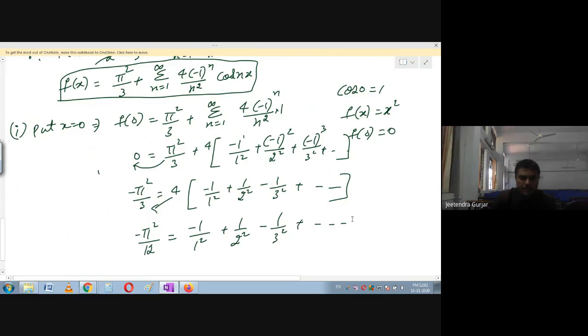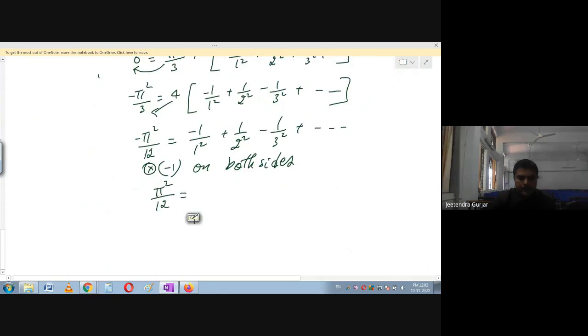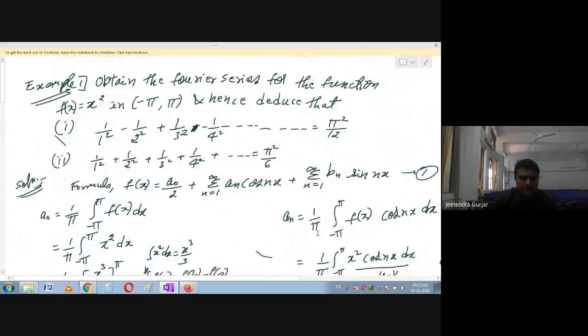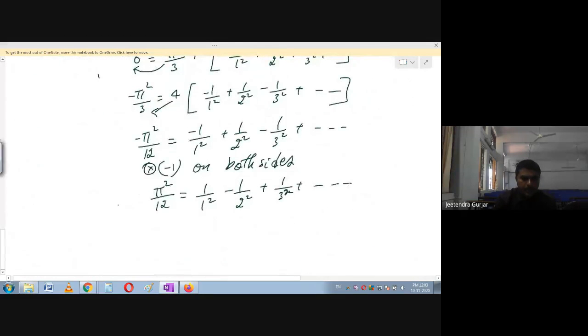I will multiply by minus 1 on both sides, students. So minus here becomes plus, and wherever plus is there, it will become minus, and wherever minus is there, we get plus. So π²/12 is equal to 1/1² − 1/2² + 1/3² − 1/4² and so on. So we have calculated the first value, and we have proved the first one.